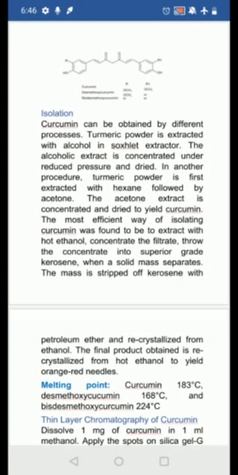In another method, you are going to use hexane and acetone. Hexane is going to remove the other impurities, other than the curcumin, and the acetone is used to extract the curcumins.